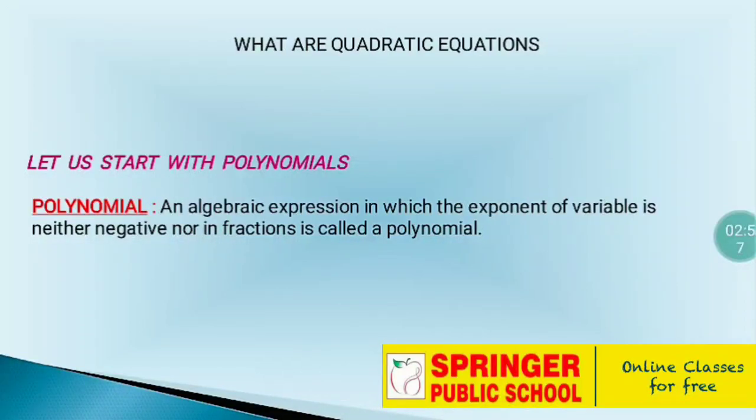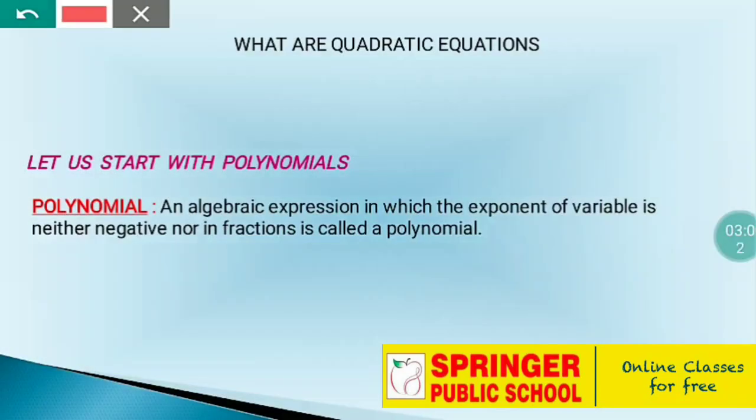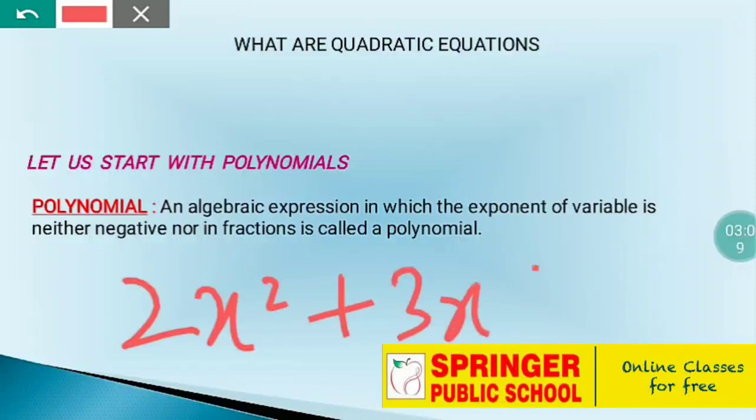polynomial. So if I try to write an algebraic expression in front of you, it will be something like this. Suppose I write 2x square plus 3x plus 9. Students, you can see this 2x square plus 3x plus 9 is a quadratic equation, and it's also a polynomial. Why is it a polynomial? Because the variable x has powers which are whole numbers. That means they are not negative integers, and neither are they fractions.